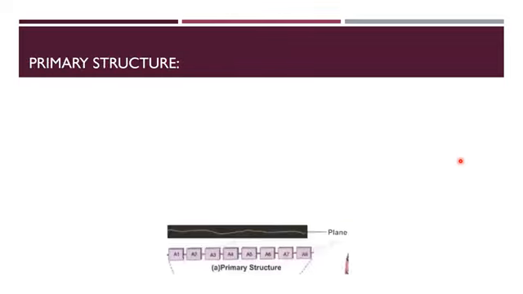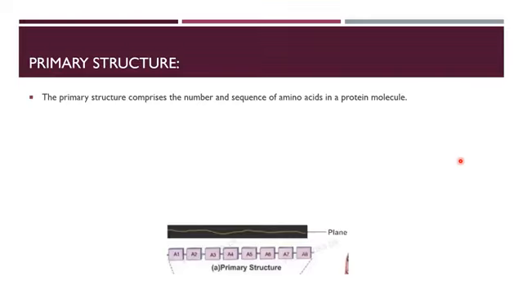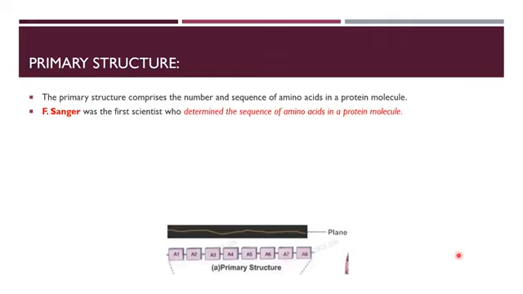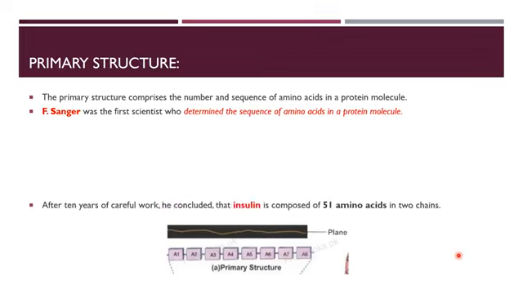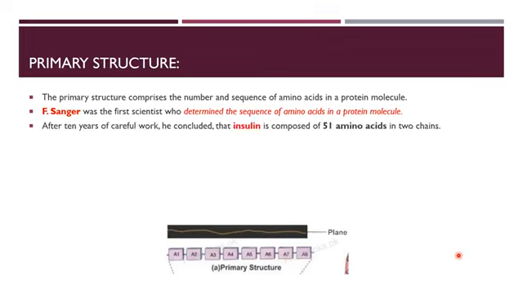So there are the following levels of organization of the protein. The primary structure is just a linear structure of amino acids. Amino acids are just attached one after the other in a linear way. And F. Sanger was the first scientist who determined the sequence of amino acids in a protein, and the protein was insulin.